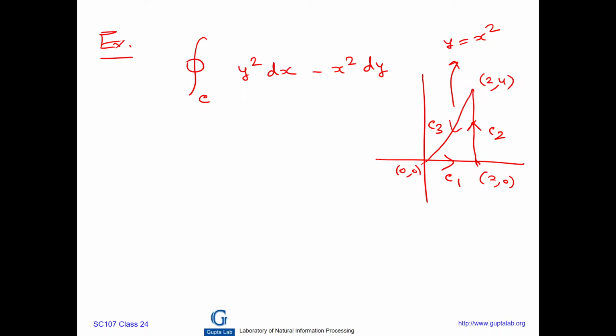So look at this, this is a closed curve consisting of 3 curves. C1, a straight line from here to here. C2, again a straight line from here to here. And the curve y is equal to x square, starting from 2, 4 and going to 0, 0. So this is how the closed curve is complete, right? Now I have to find this value.